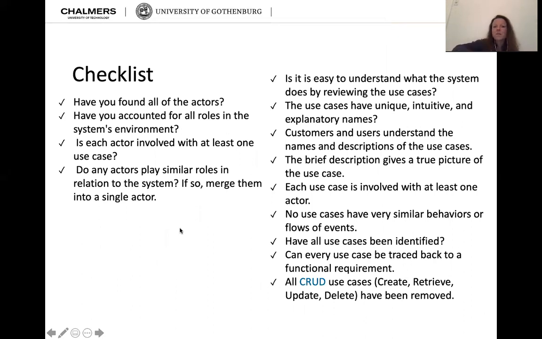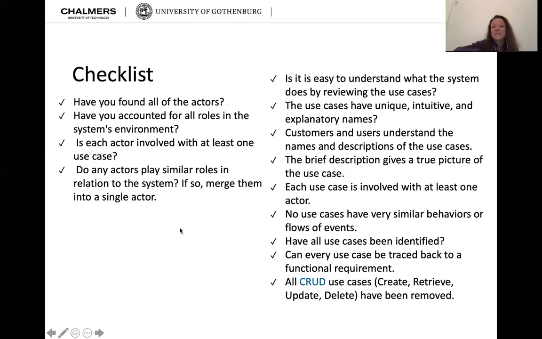problem. Do any actors play similar roles in relation to the system? If so, maybe it's possible to merge them into a single actor. If they play somewhat similar roles, but some of them know more than others, then you can still use the generalization. Remember that. Is it easy to understand what the system does by reviewing the use cases? So when I read through your use cases, do I understand what's going on?